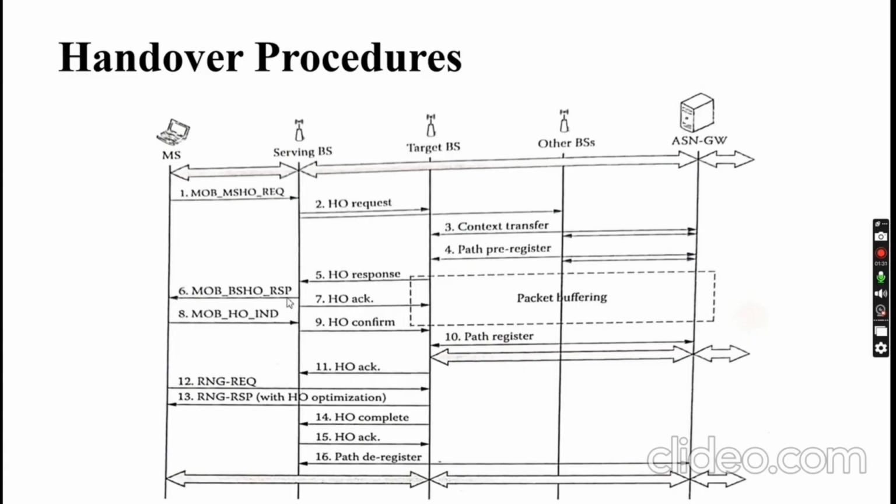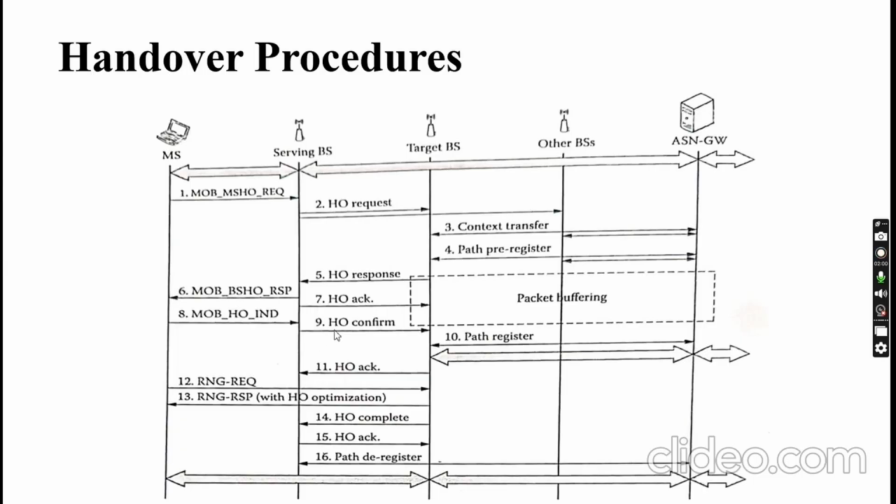And then the serving base station will give again the response to the mobile station, indicating there's a possibility of handover response. Followed by that, it will give the handover acknowledgement to the target base station. From now on, all the packets transferred and received from and to the mobile station will be buffered. Packet buffering will take place, and later, after completion of all these processes only, the buffered packets will be transmitted or received for this particular mobile station.